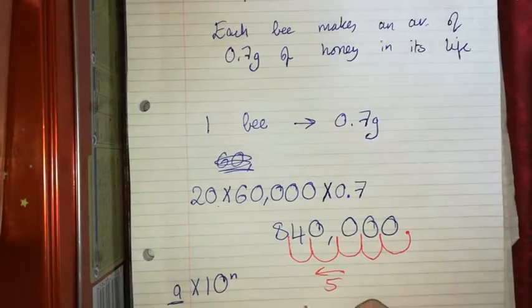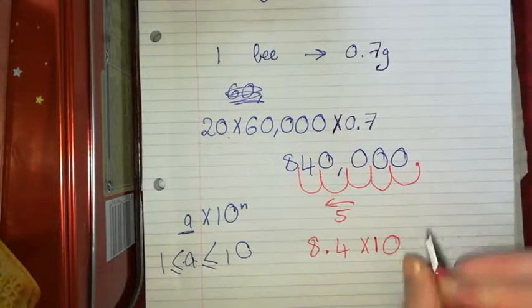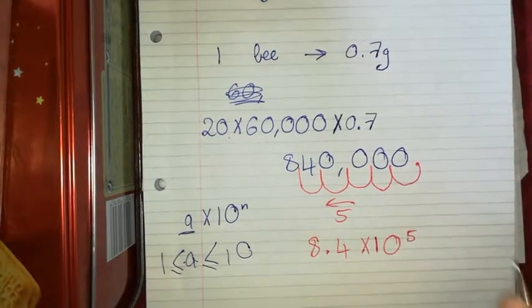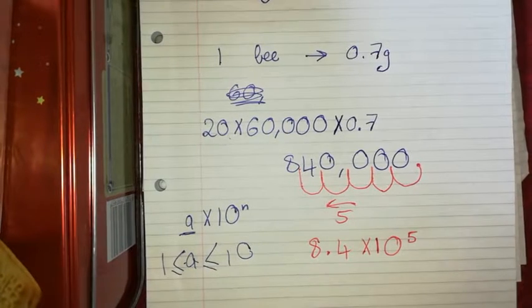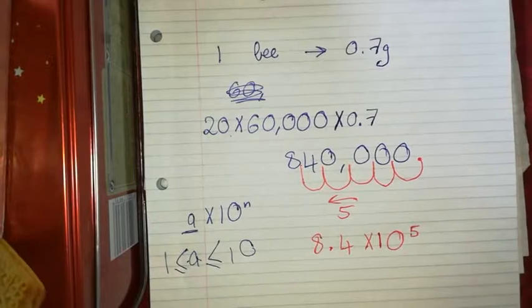So it's going to be 8.4 by 10 to the power of 5. So that's going to be how many grams of honey are going to be made by those bees in their lifetime. And that is our answer.